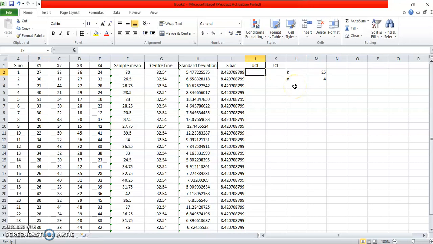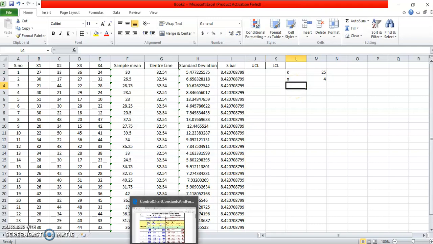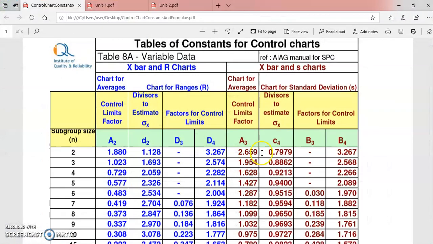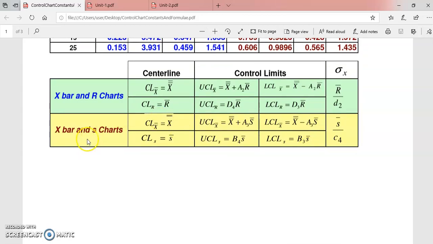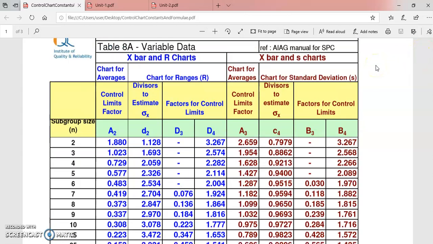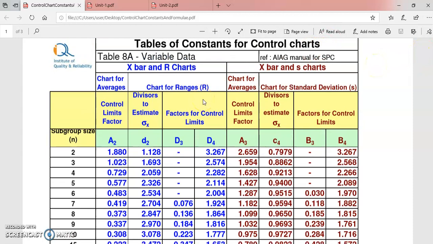And in the previous range video, we did talk about this. See, this is your X bar, S bar chart formula when you are making use of standard deviation. So you can identify a distinction. When it was about R charts or the range values, we used the constant A2. Here we are using the standard deviation as an estimator of process variability, so we are using the constant A3, right? So how are we going to find the value?